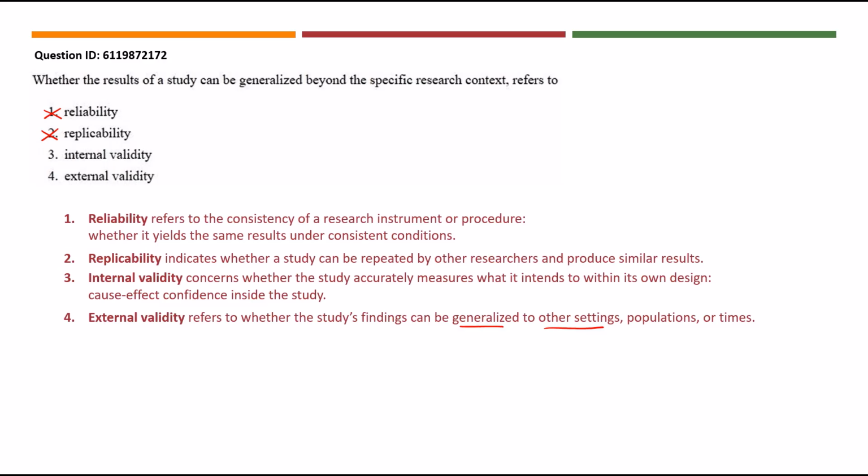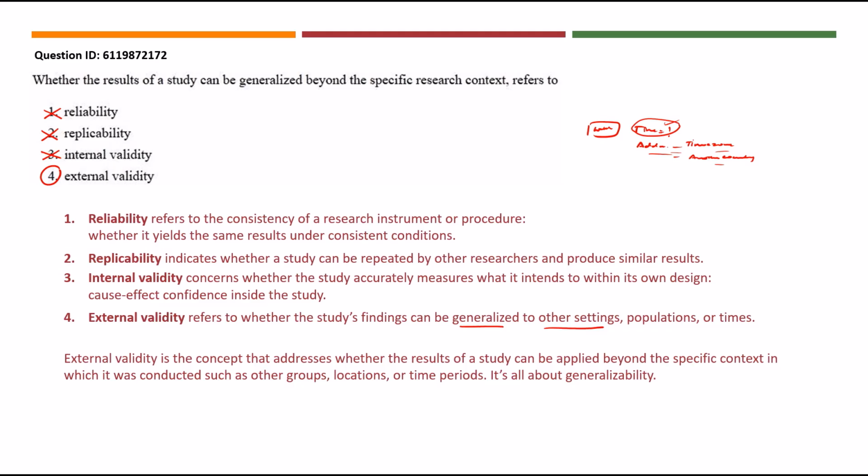Something that you are testing for the current generation, if you are able to apply it or generalize it for the older generation, that is what they say, going beyond the specific research context. So here even internal validity can be ruled out. We will go with option number 4, external validity, as the right answer. External validity is the concept that addresses whether the results of a study can be applied beyond the specific context in which it was conducted, such as other groups, locations or even time periods. This is all about generalizability.